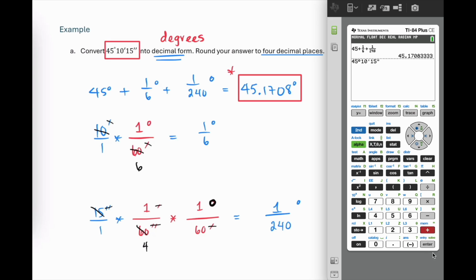Now to go from degree, minute, seconds to decimal degree, we just hit enter and it automatically converts it. And notice that what we got a moment ago by hand is the same as what our calculator gave us, so our answer is correct.